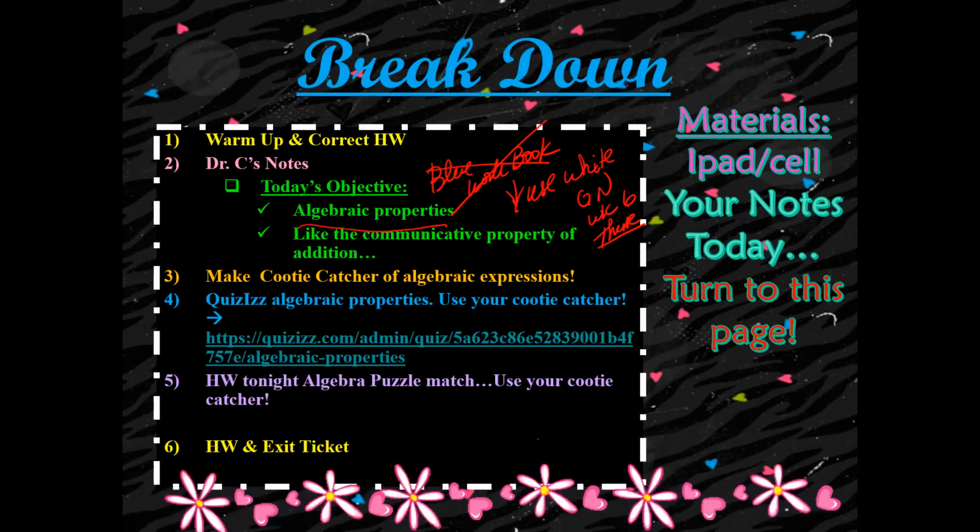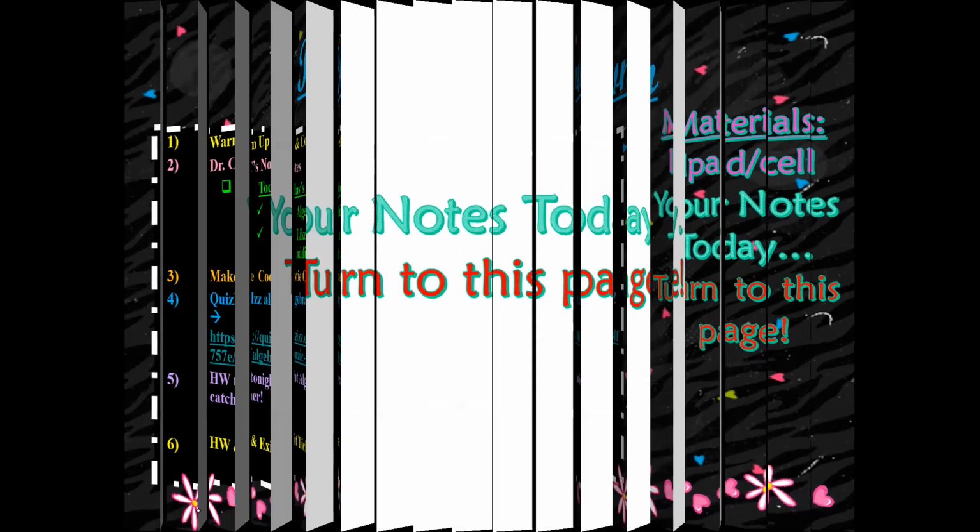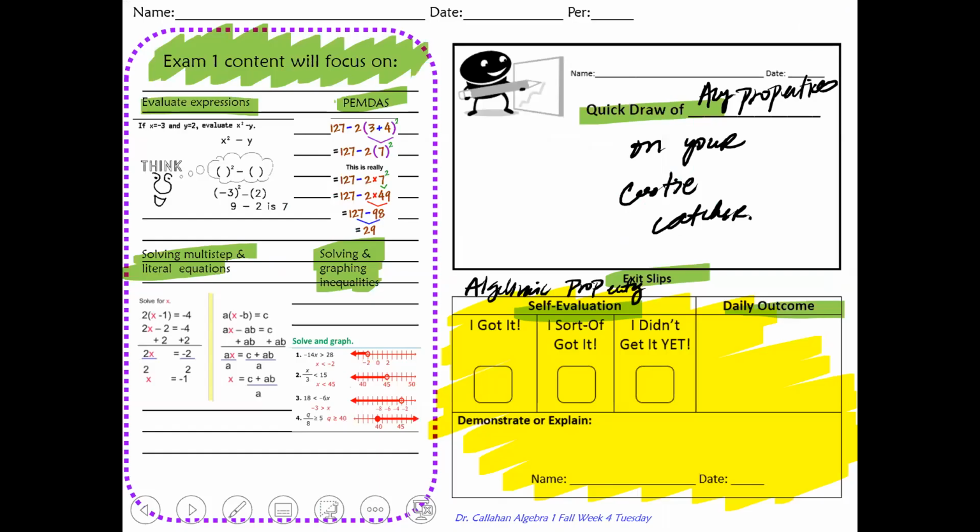So in class, we're going to make a cootie catcher. I'm sure you made one of these things when you were small. And I have quizzes right here for you guys to practice with. And you have an algebra puzzle where you're going to be matching the algebraic property to the equation itself. So with that said, let's go ahead and get started.